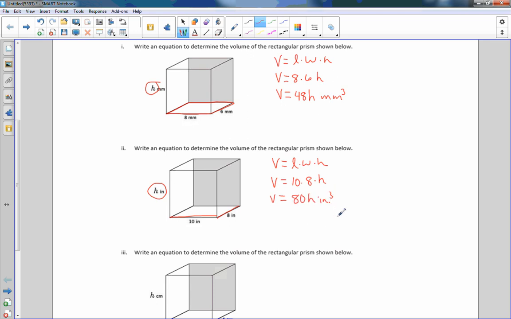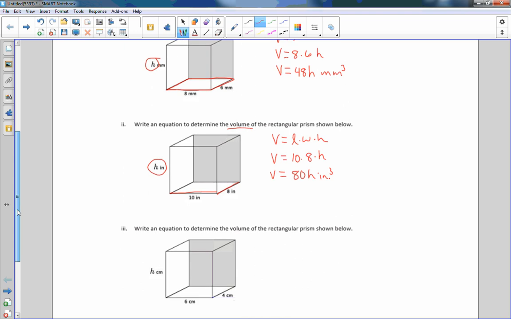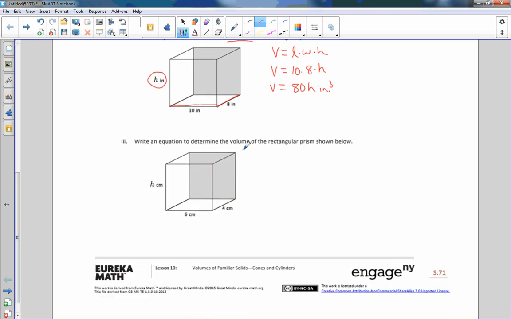cubed. Don't forget that these are all cubics. Whenever you see the word volume, it's going to be something to the power of 3. Length, width, and height. Okay, number 3. Write an equation to determine the volume of the rectangular prism shown below. Volume equals length times width times height. So the volume equals 24 times the height, centimeters cubed.